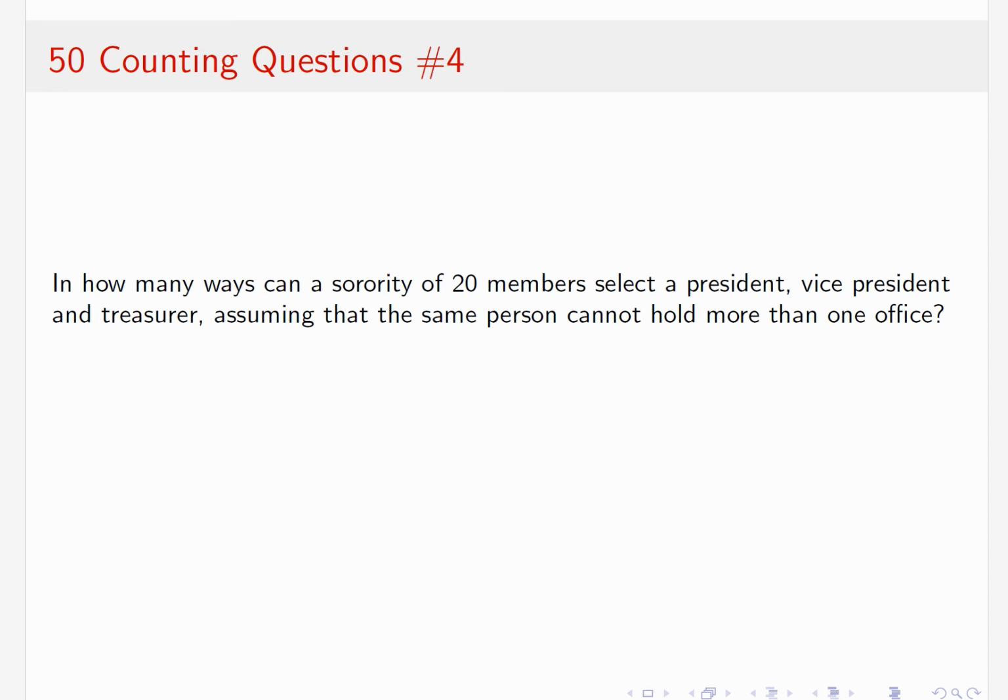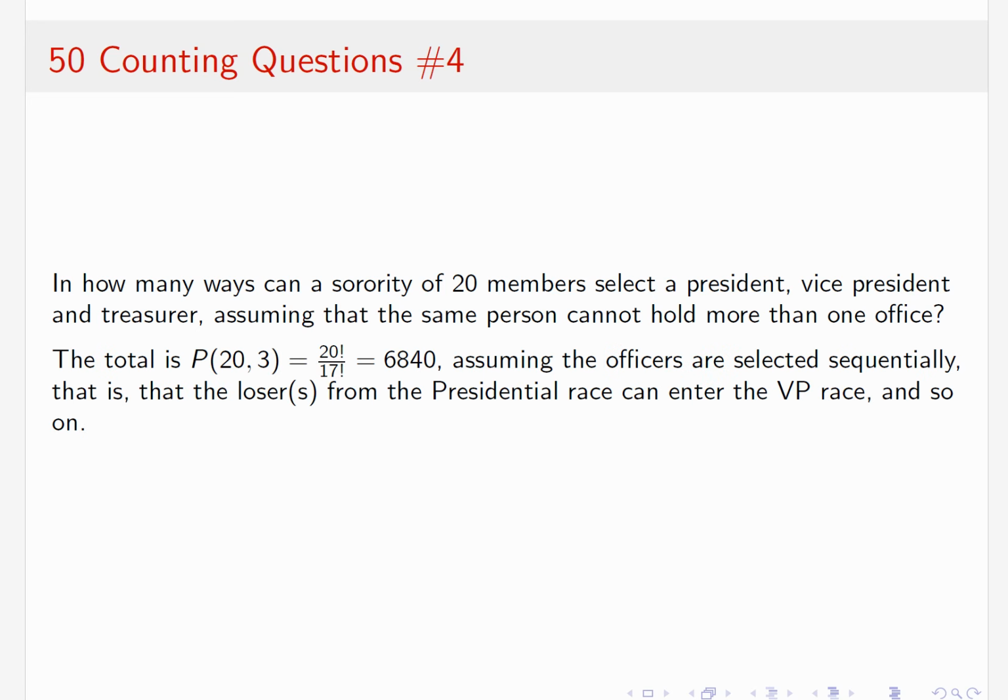So when we're looking at a 20-member group that's selecting 3 officers, how many ways can that happen, assuming the same person cannot hold more than one office? And we're definitely back into permutation.